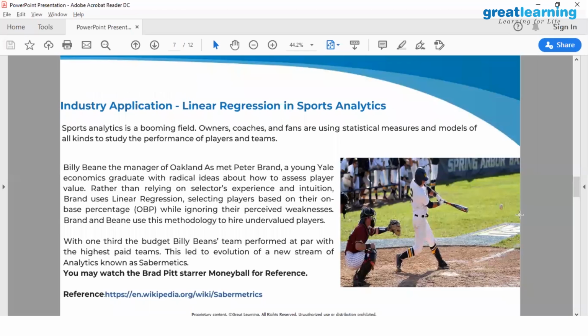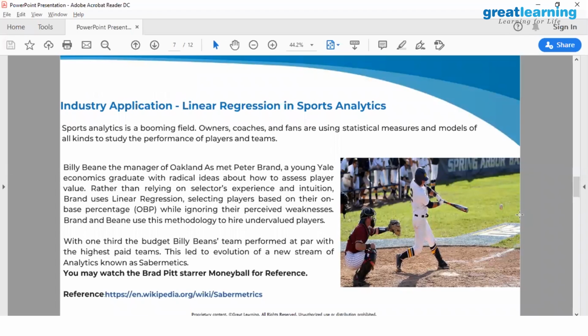Can somebody take a lead and read this case study question? Vijay, if you could. Industry application, linear regression in sports analytics. Sports analytics is a booming field. Owners, coaches, and fans are using statistical measures and models of all kinds to study the performance of players and the teams. Billy Beane, the manager of Oakland, has met Peter Brand, a young Yale economics graduate with radical ideas about how to assess players' values.